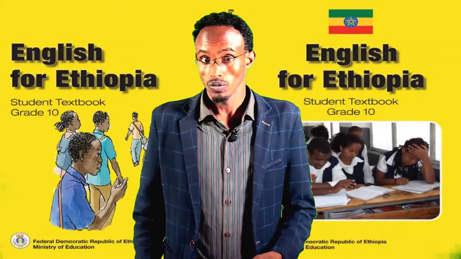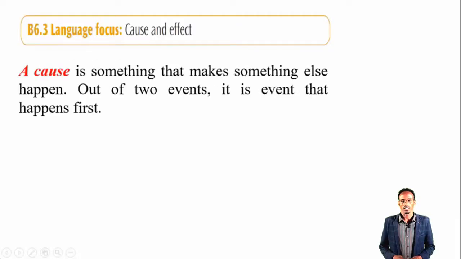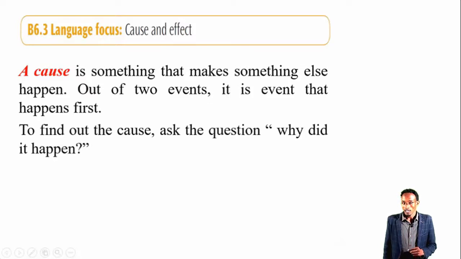So, what is cause and effect? First, let us see one by one and be clear with cause and effect. So, first, cause is something that makes something else happen. Out of two events, it is the event that happens first. To find out the cause, ask the question, why did it happen?